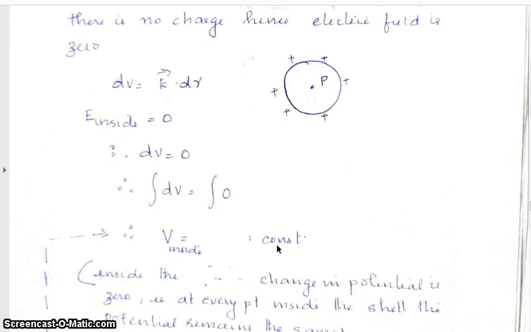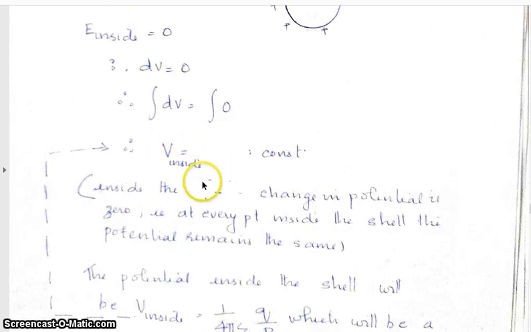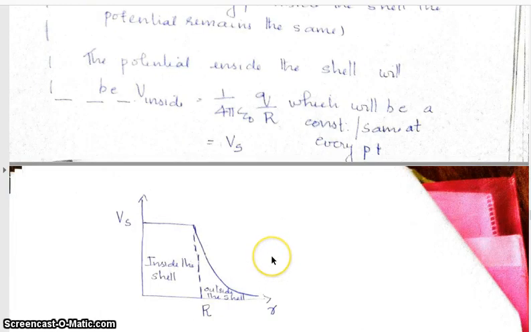Then what will be that constant value? V inside is a constant, and that constant also has a value. So what will be that value? V inside is equal to your Vs, that is equal to 1 by 4 pi epsilon 0 Q by capital R. That constant value of V inside is Vs, which is equal to 1 by 4 pi epsilon 0 Q by capital R.